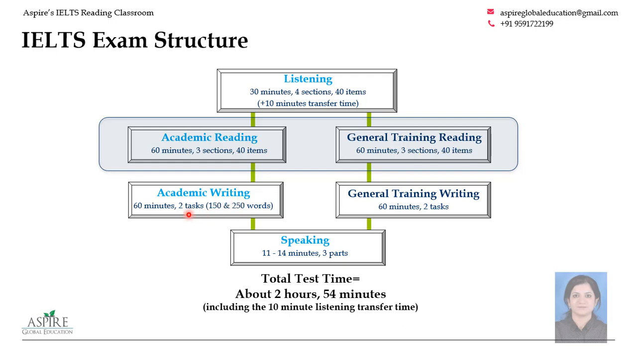The third module is the writing module. There are 2 tasks and it lasts for about 60 minutes. The first task is summarize text for the academic training students, and they should write at least 150 words. And the second task is essay writing, and they have to write at least 250 words. Whereas for general training students, the first task is different. It's a letter writing, and they have to write at least 150 words. Essay writing is the same, at least 250 words, but the topics given to the academic training and general training students are definitely different.